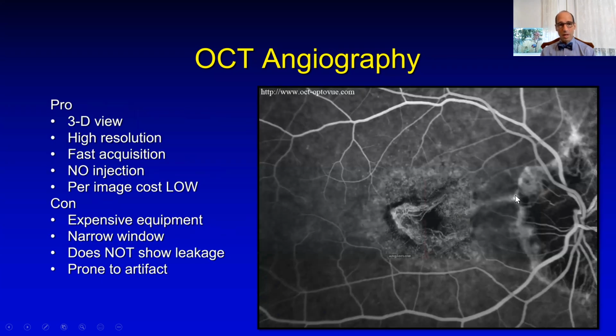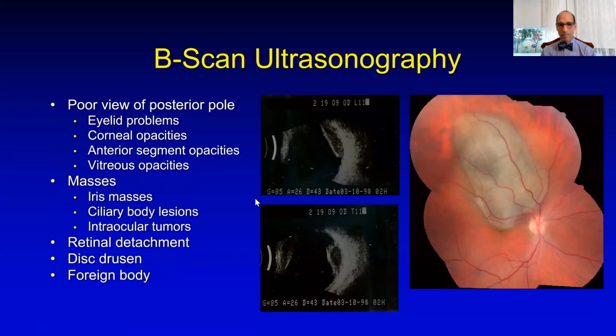Nothing else moves. So this is an example of a fluorescein angiogram with an OCT angiogram, and you can see the vessels way better on the OCT angiogram. It's still a little bit expensive, and it still has artifacts, and it's still kind of a narrow window. But I think within the next couple of years, they'll get cheaper and we'll get better images.